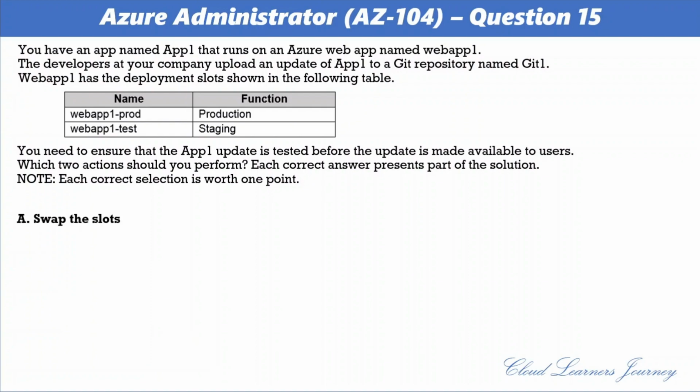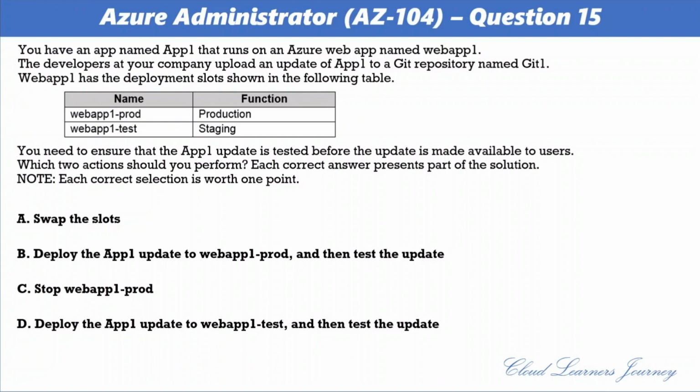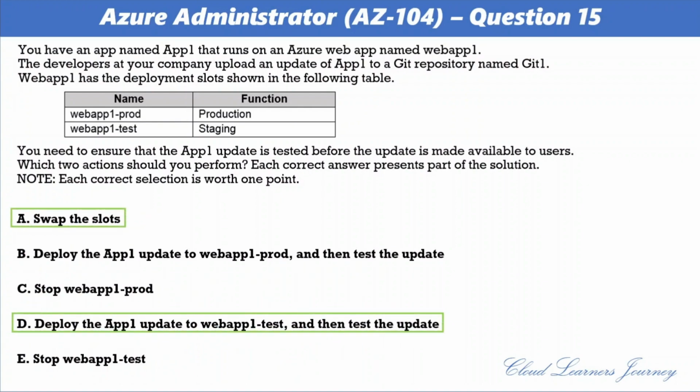And the options are: A. Swap the slots. B. Deploy the App1 update to Web App 1-prod and then test the update. C. Stop Web App 1-prod. D. Deploy the App1 update to Web App 1-test and then test the update. E. Stop Web App 1-test. And the correct options are: A. Swap the slots. D. Deploy the App1 update to Web App 1-test and then test the update.